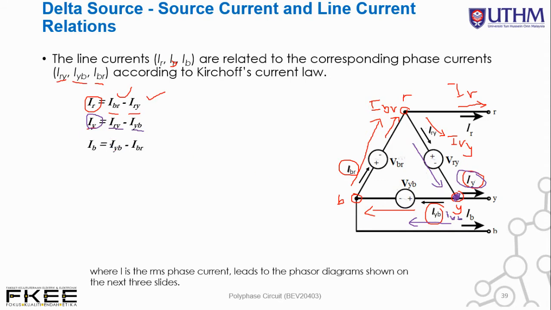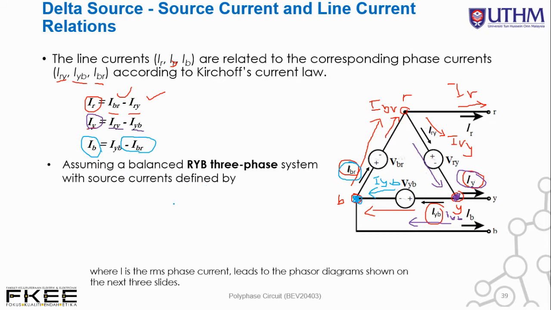Alright. So then similarly for the third one, we have IB. So IB, this is located here. So node B. So we have IYB, the current which is coming into this node, then minus current which is leaving node B, namely IBR. Okay, this one. So assuming a balanced RYB three-phase system with source currents defined by IRY, so this becomes our reference over here, with zero angle. Okay, so we could relate that IYB is actually 120 degree lagging behind. Similarly for IBR.